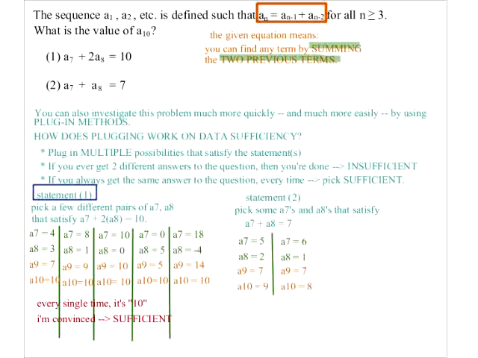If you ever get two different answers, done. Insufficient. So the answer is A.